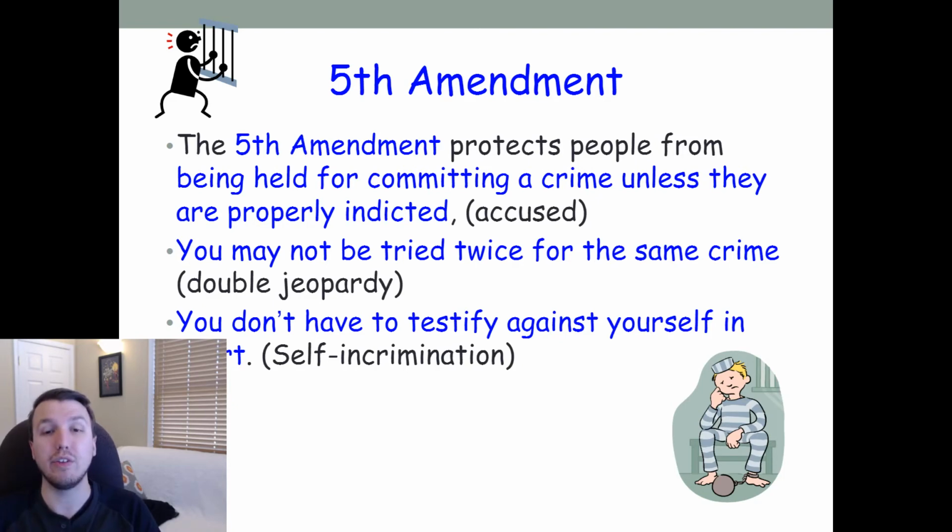And last, you don't have to testify against yourself in court. That's called self-incrimination. People actually usually say, I plead the fifth. It's the idea that if you're in court and they ask you a question like, were you ever at that bank? You can say, I plead the fifth, because that could be a question leading down to, did you rob that bank? It's the idea you don't have to answer every question, and the Fifth Amendment protects you from answering questions that could look bad against you.